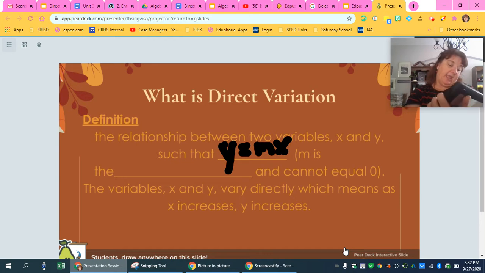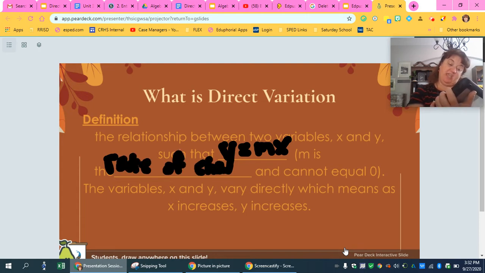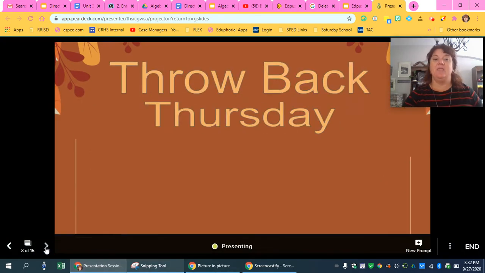M is the rate of change, right? We've talked about that. It cannot equal 0. The variables x and y vary directly, which means if x increases, y increases. If x decreases, then y decreases. They have a direct variation, okay?